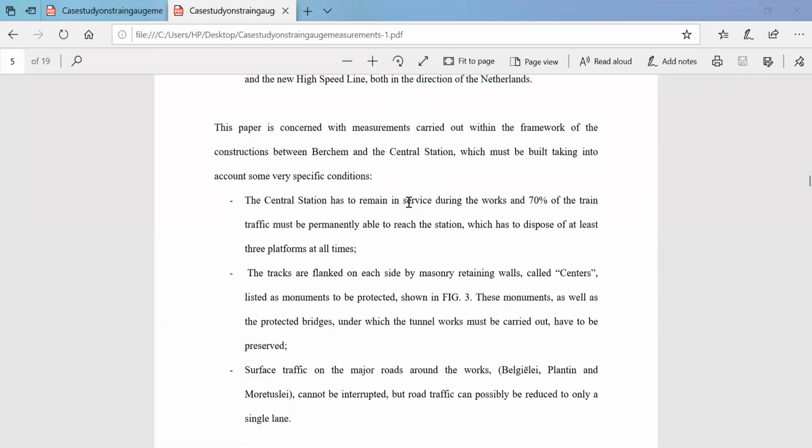The central station has to remain in service during the work, and 70% of the train traffic must be permanently able to reach the station, which has to have at least 3 platforms available at all times. So this is one specific condition in the central station, where it has to provide service during the whole day, with 70% of the train traffic able to reach the station according to the given timings. Every time it has to have a minimum of 3 platforms. That is one condition.